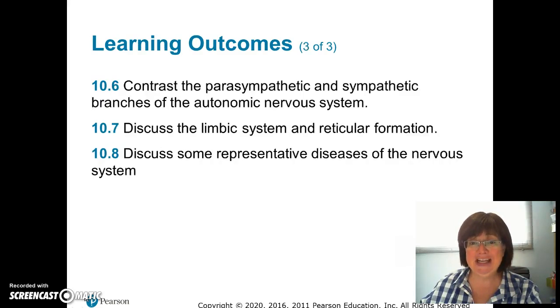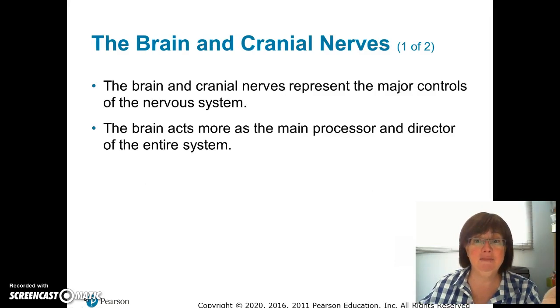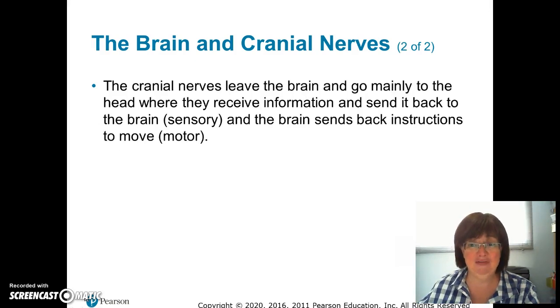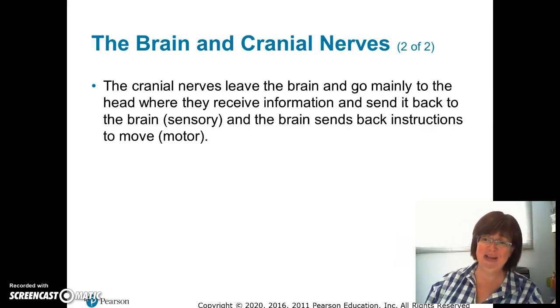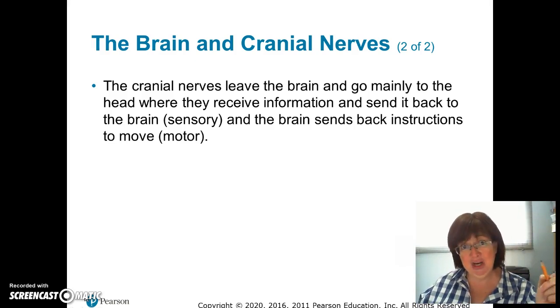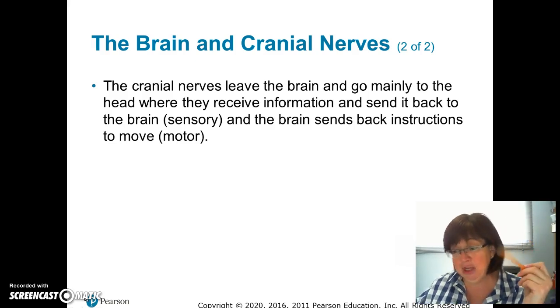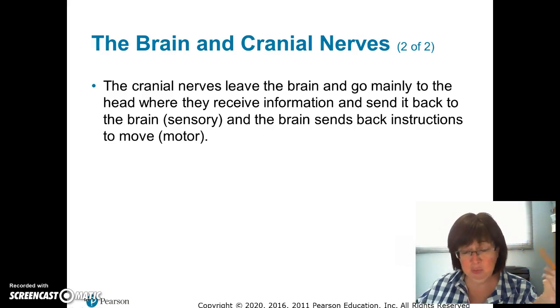So when we look at it, the brain and the cranial nerves are responsible for the major control of the nervous system. The brain acts as the main processor and the director of the group. The cranial nerves leave the brain and go mainly to the head, where they receive information and send it back to the brain, or the brain sends information to the motor. So we're talking about the optic nerve, which takes information from your eyes and puts it back, but you also have the oculomotor nerve, which will move your eyeballs. And we'll talk a little bit about those later. Again, more detail in this chapter than you really need to know.